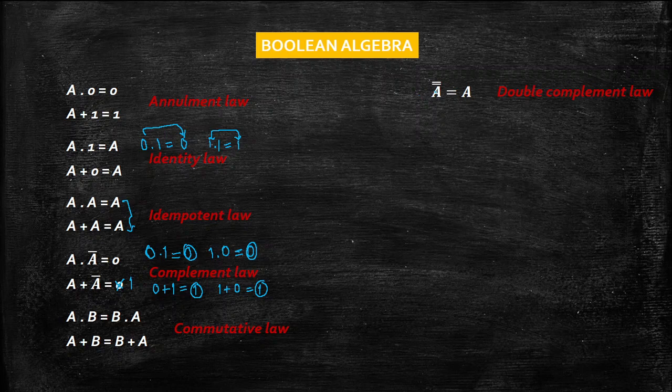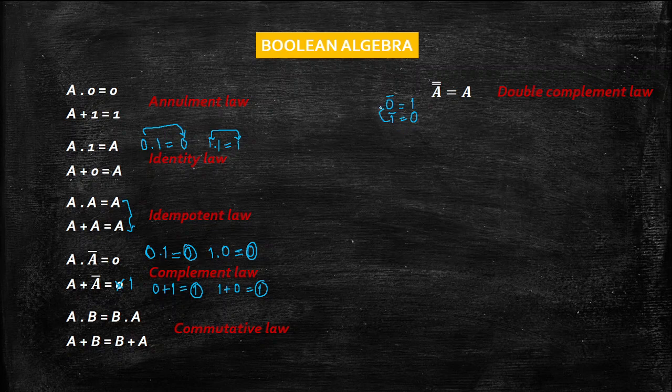This is called double complement because, again, let us take an example. If I consider A is equal to 0, then what will be the complement of 0? It will be 1. Then its complement again: the complement of 1 will be 0.